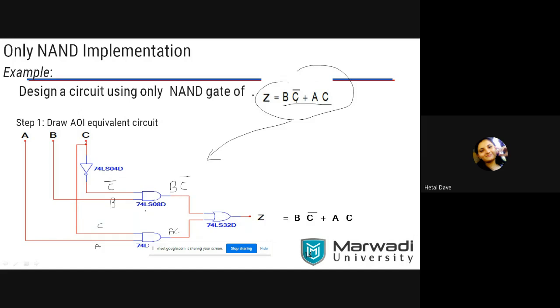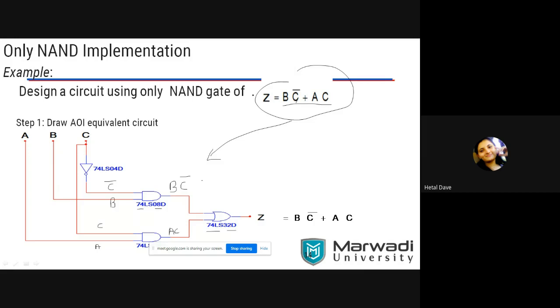And below this circuit, a number is written. 7408 IC is used here, and 7432. In the examination, it's okay if you do not write this number. You just write AND gate, OR gate. If you are told to write the number, then you write the number.